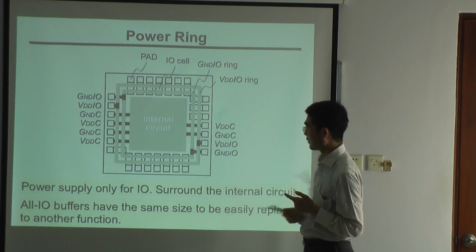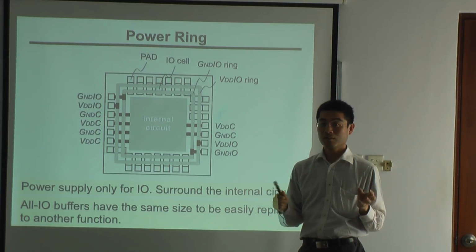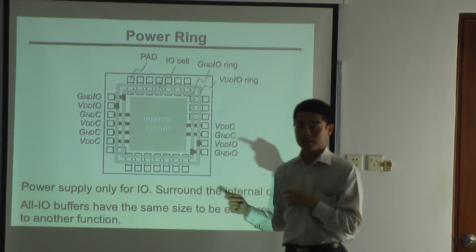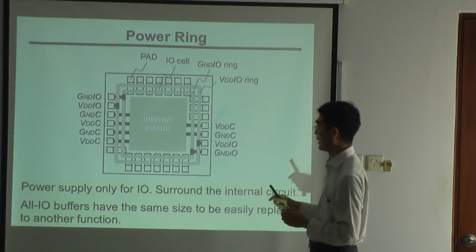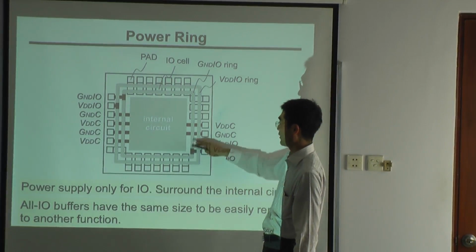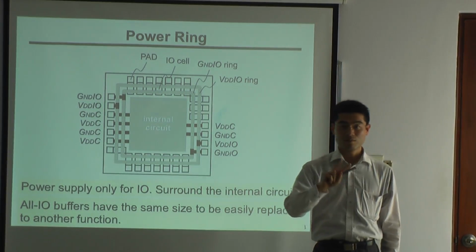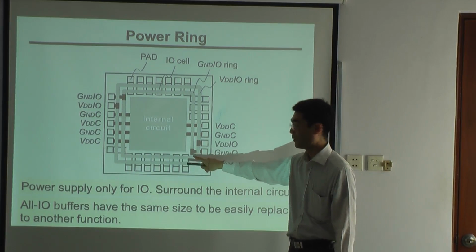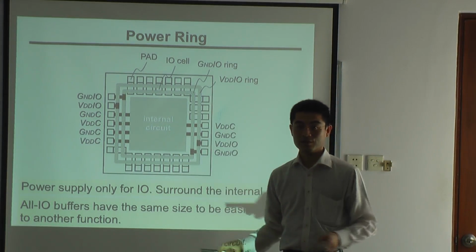And usually we design the I/O circuit, and there are many types of I/O circuit, but we design them in the same size, so that we can easily replace them. This is VDD and this is ground, this is output and this is input. We just replace the cell so that we can match with this power line, so that we can easily change our design.